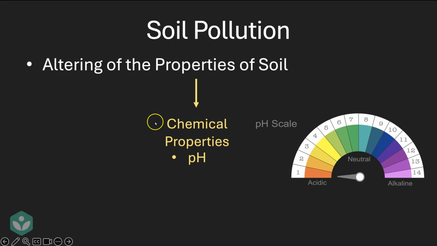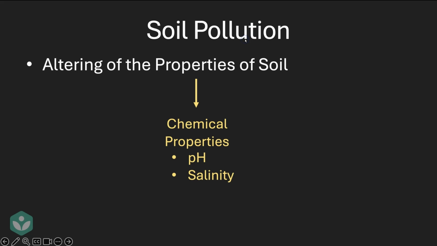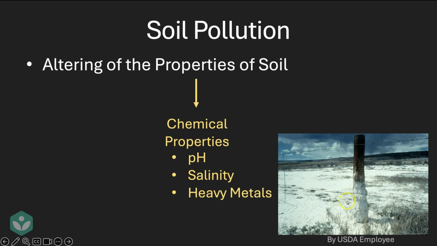Which other chemical properties can we alter and cause soil pollution? Think about it. Yes, what if we added some salt to the soil, right? That would also alter the properties of the soil and cause soil pollution, right? Or what if we added some heavy metals, right? So this picture shows salts, and it could even be salts of heavy metals, and so I kind of put both together. So this is a classic case of soil being altered by altering salinity of the soil, right?